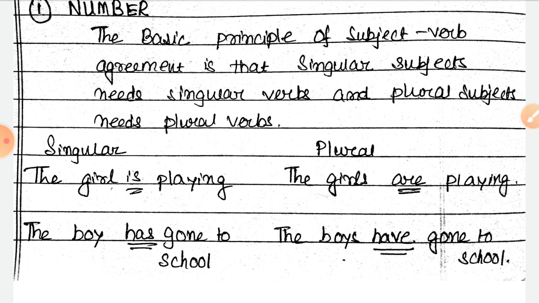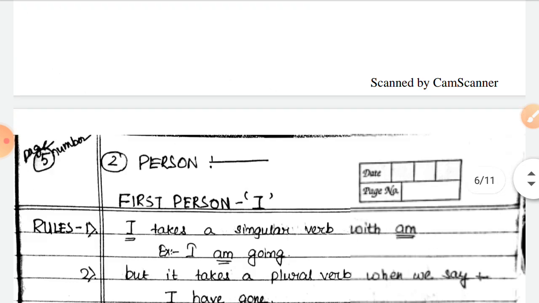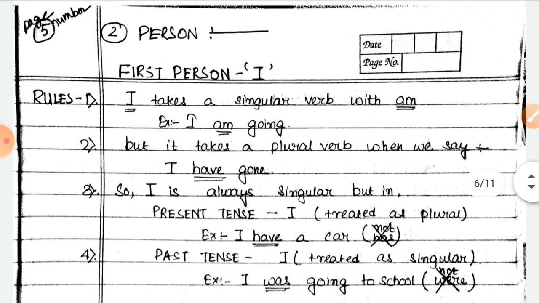The plural, the boys. S is there after boy. So there are so many boys. So what will be the verb? The verb will be have. The verb will not be has. Has is the singular verb. It will go with the singular subject. And have is the plural verb. So it will go with the plural subject. So rule number 1 is clear. Singular subject, singular verb, and plural subject, plural verb.